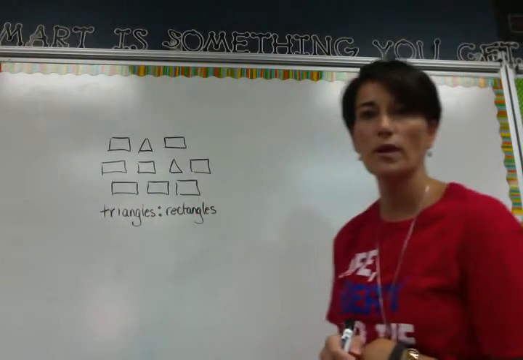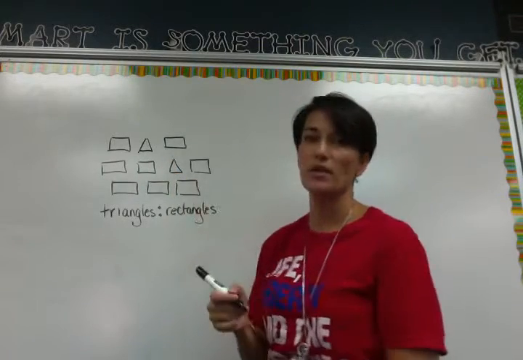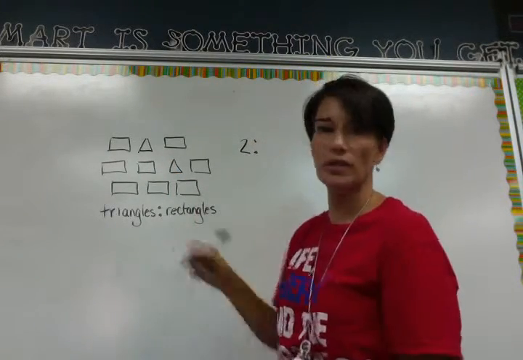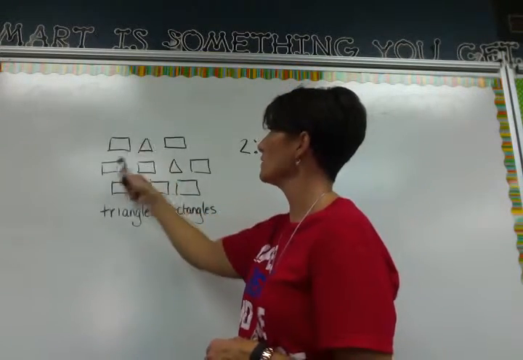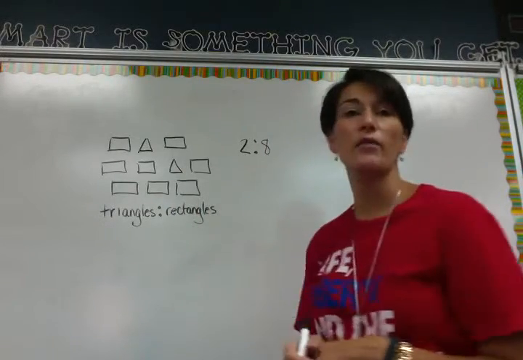Okay, so the first thing we're going to do is we're going to figure out how many triangles there are. And so in my image, I see 2. I'm going to use the colon just because that's how the directions are. And then I'm going to count how many rectangles I have. 1, 2, 3, 4, 5, 6, 7, 8. Okay, so I have written a ratio.